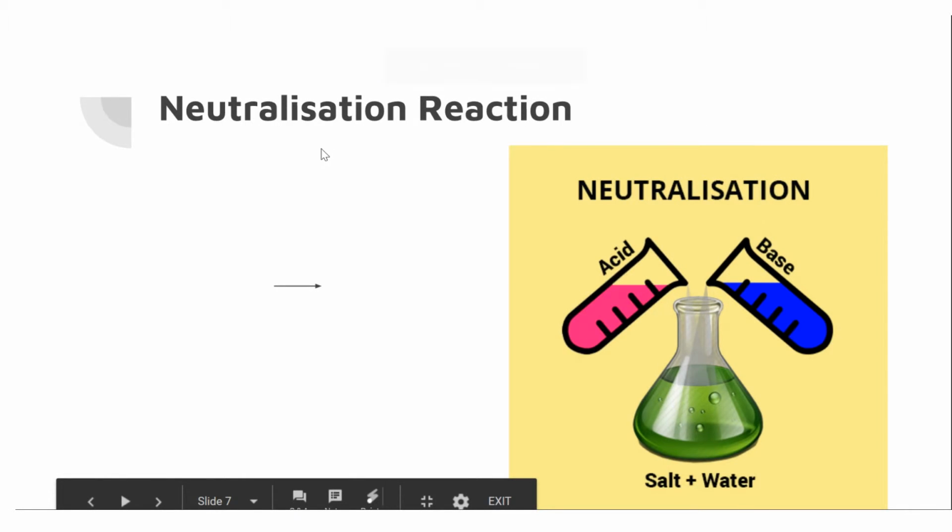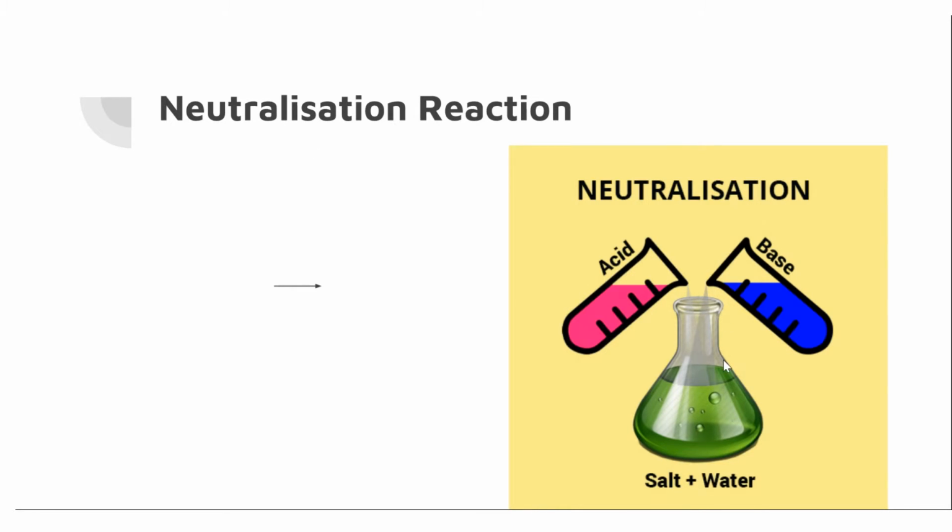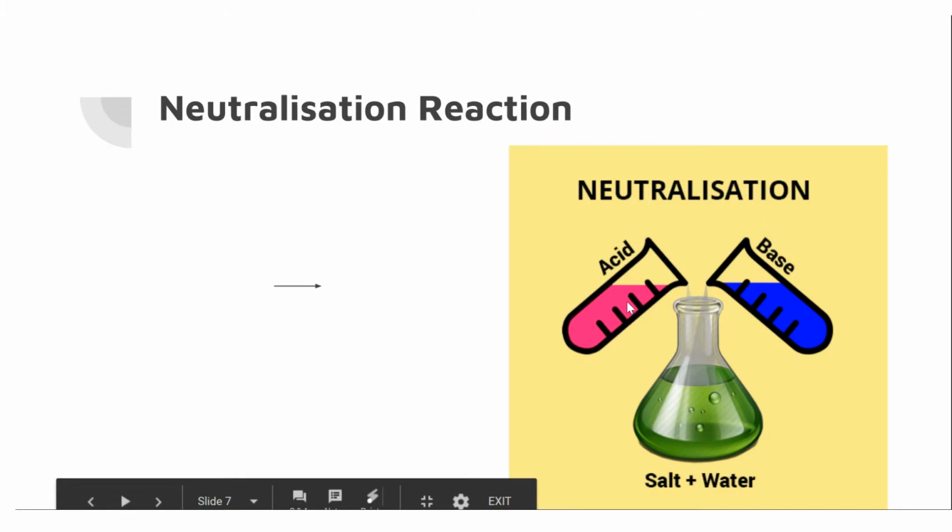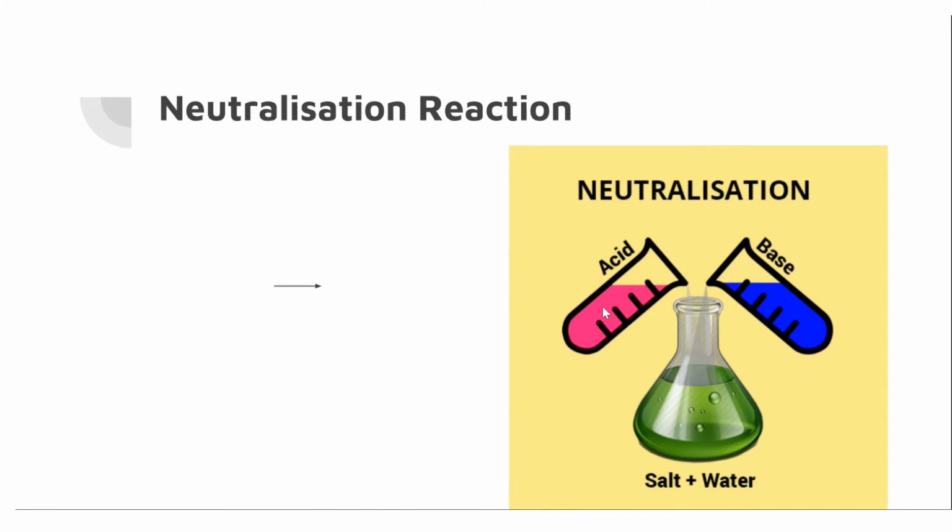The next type of reaction we're looking at is a neutralization reaction. As the diagram shows, an acid with a low pH of 1 to 6 reacts with a base with pH values ranging from 8 to 14. The blue color represents the alkaline and the red color shows the acidity.